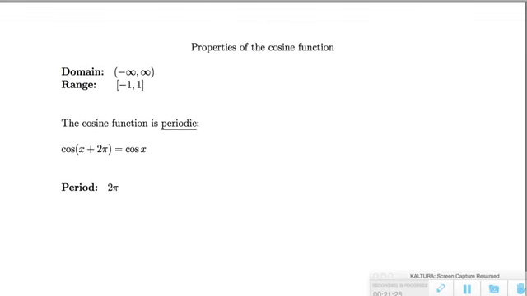Now, again, with the cosine function, it has a lot of the same properties as sine. It also is periodic and has a period length of 2 pi, as we've already discussed. The domain is all real numbers. All x values are allowed. But the range, we only have values. The lowest it can be is negative 1. The biggest it can be is 1.